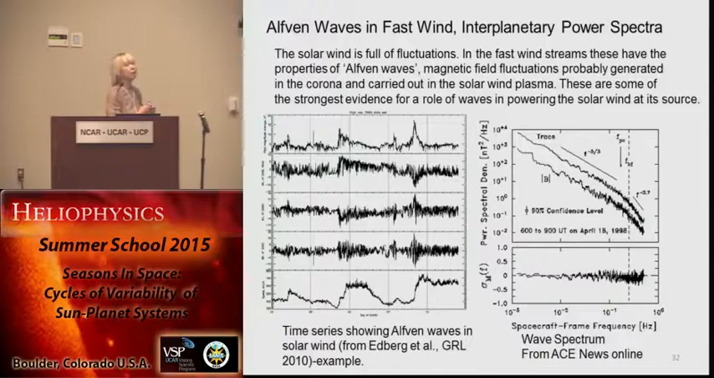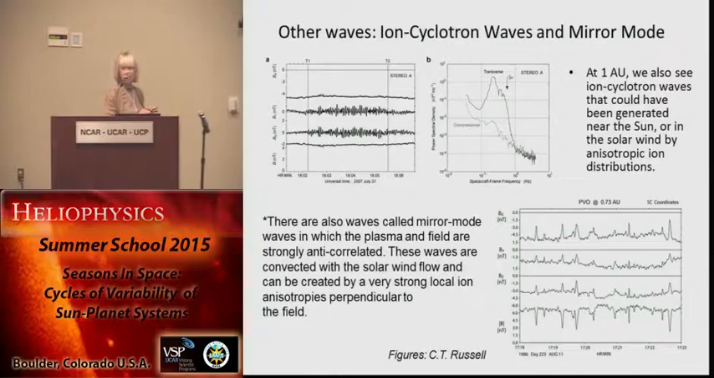There are some cleaner signatures that one can identify. For example, once in a while you'll do a spectral analysis of a time series of magnetic field and you get a nice peak. And the peak might be around the ion cyclotron frequency. You'll say, aha, I've got ion cyclotron waves. And that's probably a good interpretation. And if you look at the ion distribution function, you might see an anisotropy in it that might be driving the generation of a wave at that frequency.